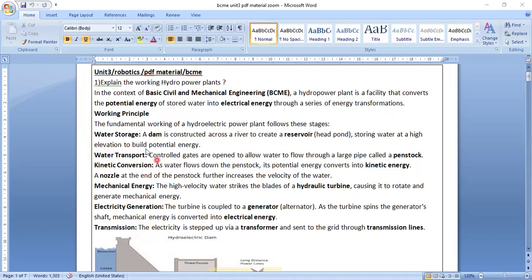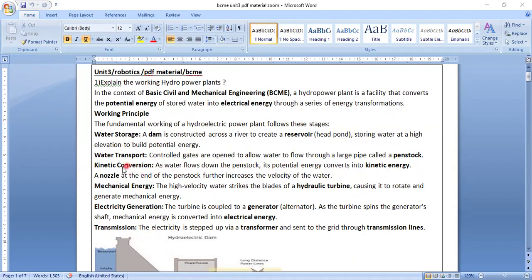What is the work of the water storage? It is a dam constructed across the river, sometimes also called a reservoir. For water transport, controlled gates are there. These control gates lead to a piping system, which is also called the penstock.